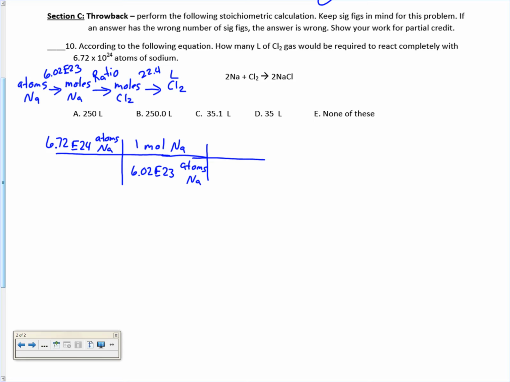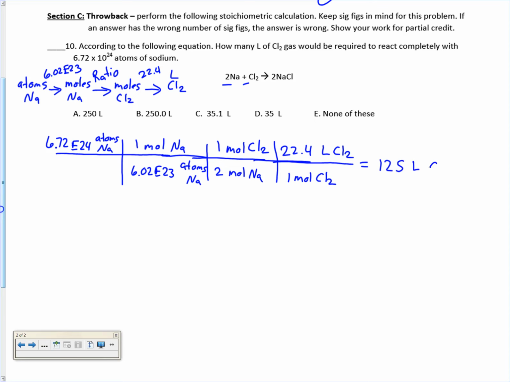And then looking at the balanced chemical equation, here we know that it's 2 moles of Na for every 1 mole of Cl2. And then with gas laws at STP, we know that for every 1 mole of Cl2, we have 22.4 liters of Cl2. Multiply all that through, you should get 125 liters of Cl2. You look at the options here. 125 is not one of them, so that means we're going to go with E, none of these.